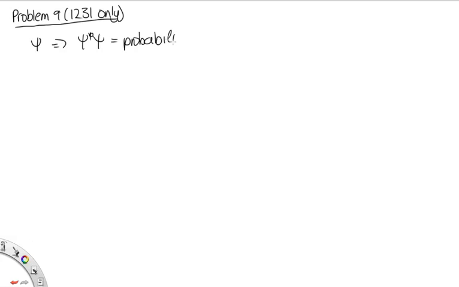Okay, problem 9. This is a 1231 only problem. In this problem, we're told the following variables may have standing wave solutions. We've got psi in quantum mechanics, and we know that psi star psi is equal to the probability of finding a particle in a given volume.